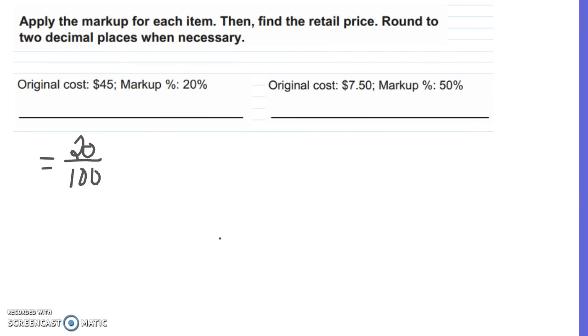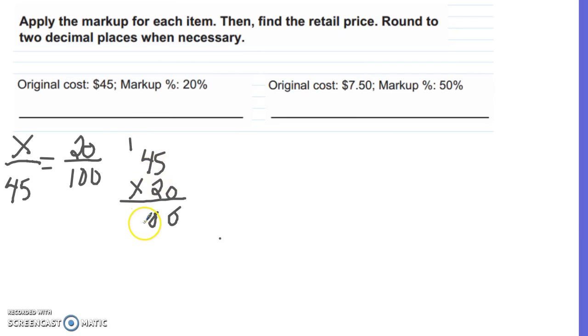You take the original cost, you put it on the bottom. You do the cross product rule. You're going to say 45 times 20. 2 times 5 is 10. 2 times 4 is 8. Plus 1 is 9. You get $900. You are going to divide by 100. 900 divided by 100 is 9.